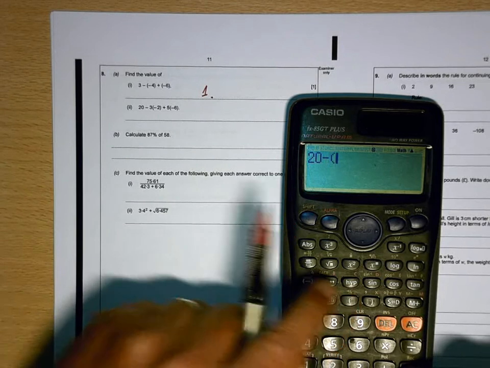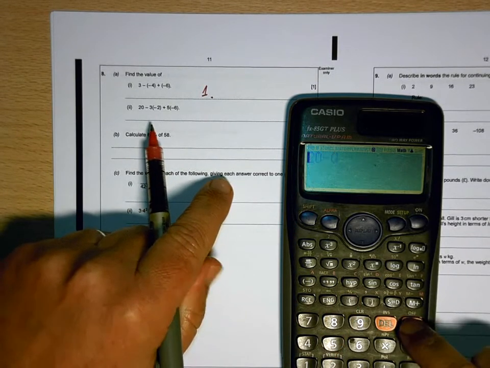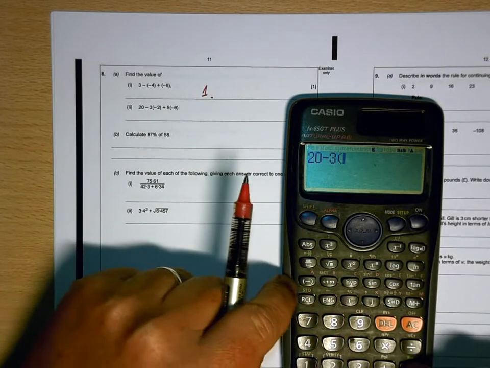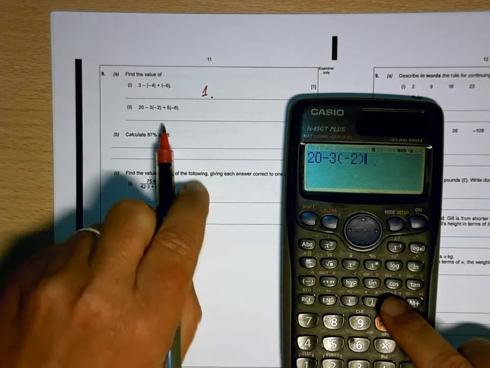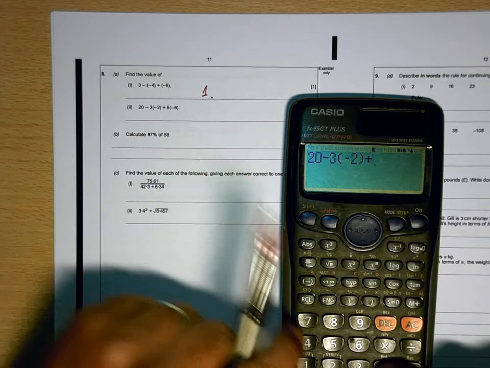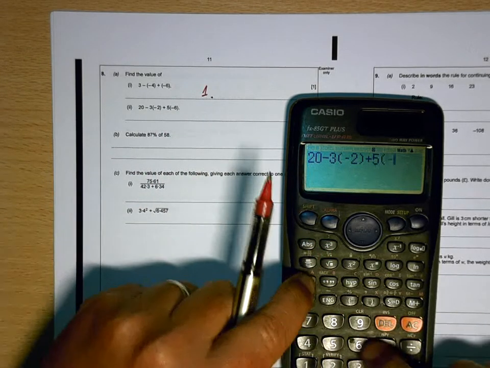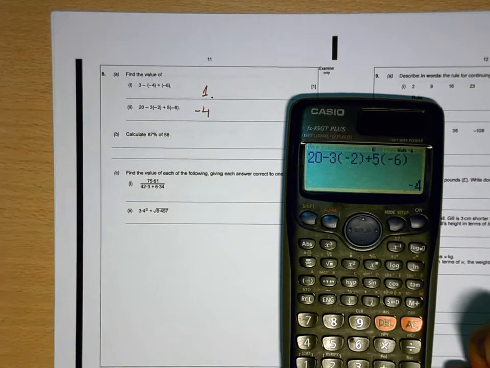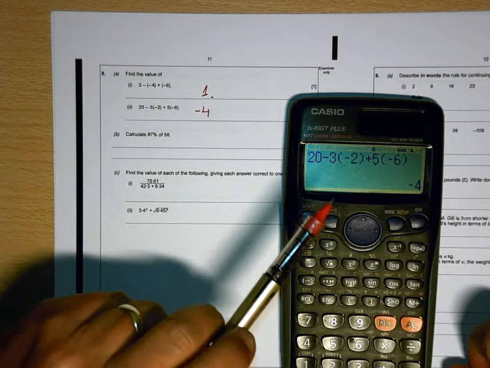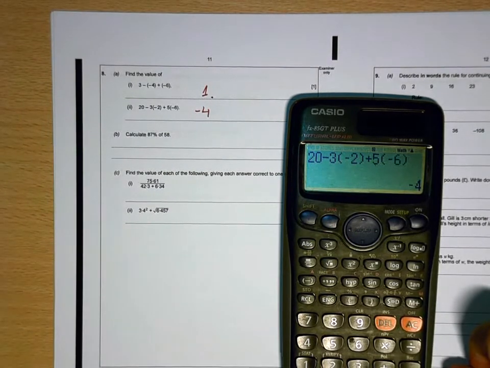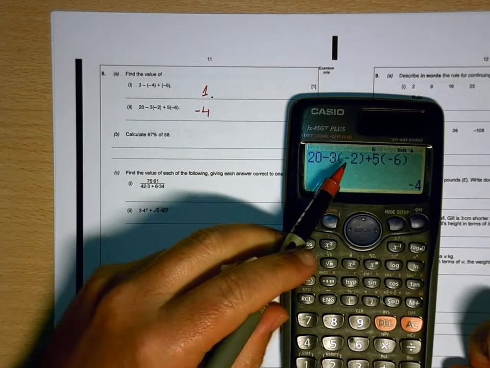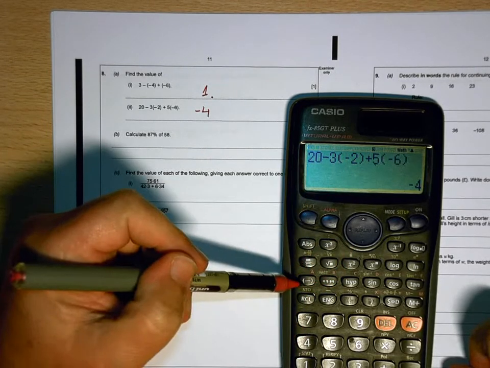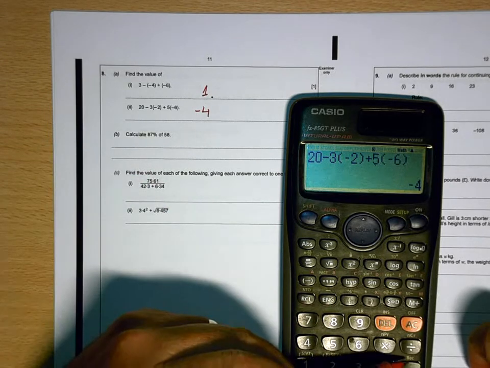Do the same for the second one. 20, take away 3, open bracket, -2, close bracket, plus 5, open bracket, -6, close bracket, -4. So you can just type that into your calculator. The only thing you have to remember is that the signs there are negatives, so you use the negative button and not the subtract button.